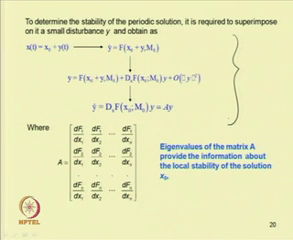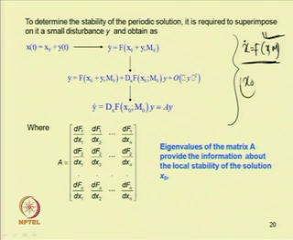Let our equation be x dot equal to f(x, mu). This is the equation for an autonomous system. In this autonomous system, if x0 is the periodic solution, then we can perturb this periodic solution. By perturbing it, let us take x(t) equal to x0 plus y(t) and substitute in the governing equation, that is x dot equal to f(x, mu). Then we can obtain this equation, that is, y dot will be equal to.